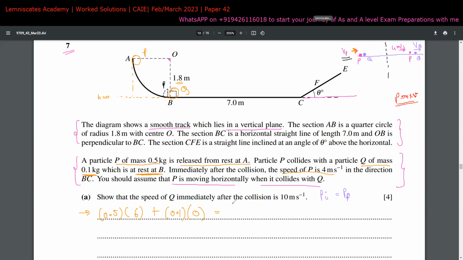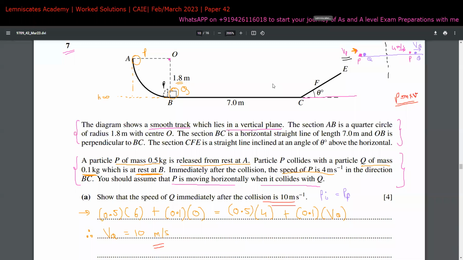After the collision is done, the mass remains same, right? 0.5 for P, and now it's moving with the velocity of 4 meter per second. For Q, mass is 0.1, and the speed, let's say it's Vq. That's the speed that we are trying to figure out. Now, if you solve this in your calculator, you must get the value of Vq as 10 meter per second. So that's the answer that you are going to get for the first part. That's what we had to prove.